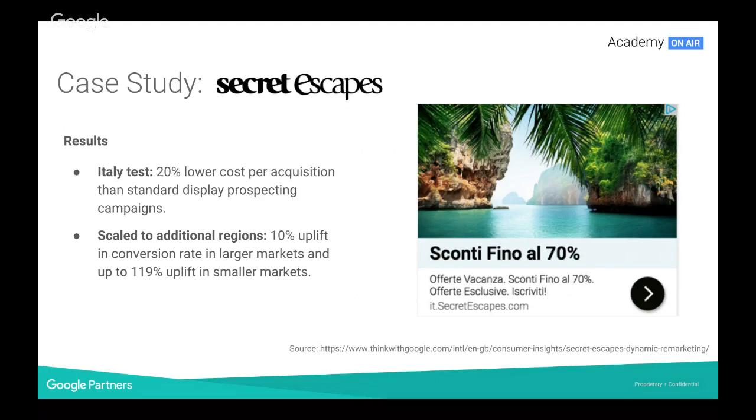All right. And then here, another scale into additional regions, as I mentioned. So indeed, it was much easier for Secret Escapes to get customers in, say, Italy, right? But it was harder to get those customers in the United States. And although they got really good results in both places, that difference in the cost per acquisition was different, right? So say in a big market, that uplift in conversions was about 10%, whereas in the smaller markets, that uplift was over 100%, right? So this just speaks to the fact that a Smart Display campaign, in essence, is a reality check of how easy it is for you to get those customers.